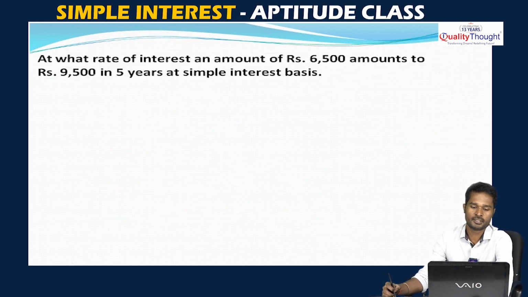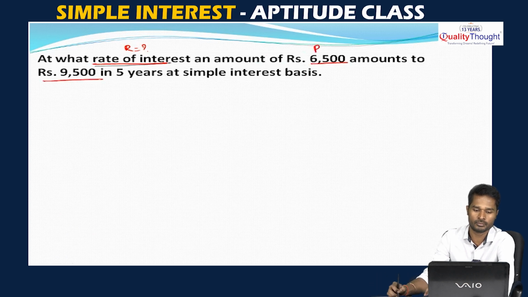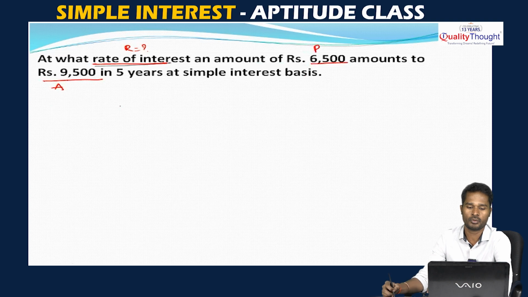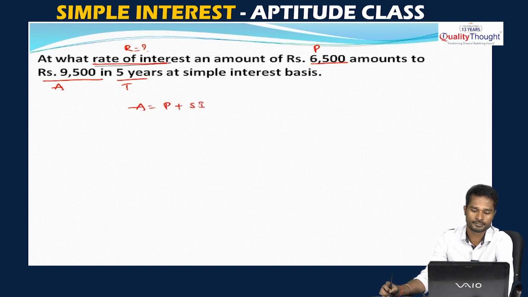Okay, let us take the next question: at what rate of interest does an amount of 6500 amount to 9500 in 5 years on a simple interest basis? So, we need to calculate the rate of interest, the R value. Here, 6500 is the P value, 9500, which amounts to, is the total amount, and the time period T is 5 years. So, let us use this: the total amount is the principal amount plus simple interest.